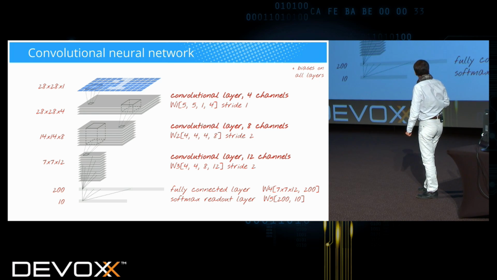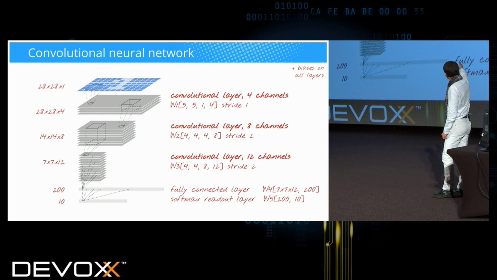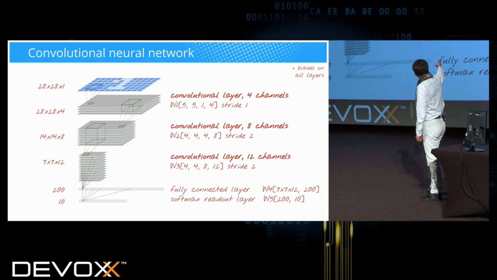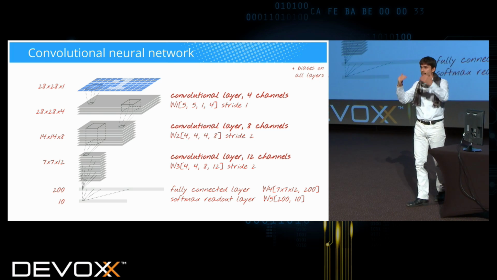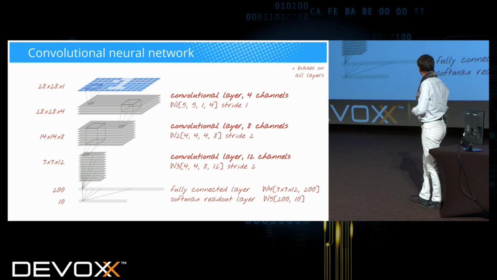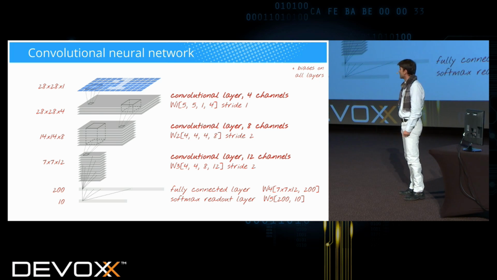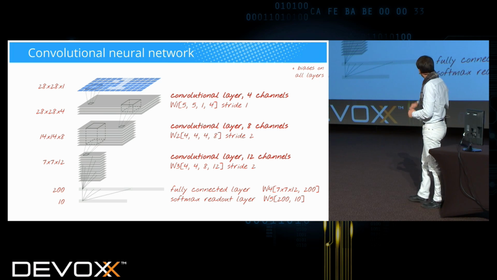Third convolutional layer, again, patches of 4 by 4, reading in 8 channels because I was outputting 8 channels before, and I apply 12 of those patches, producing 12 channels of information. Again, a stride of 2, so those information planes are 7 by 7 now, instead of 14 by 14.